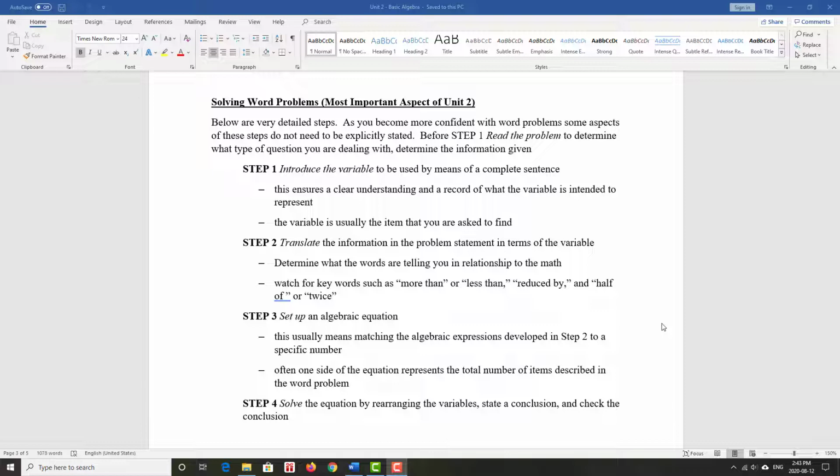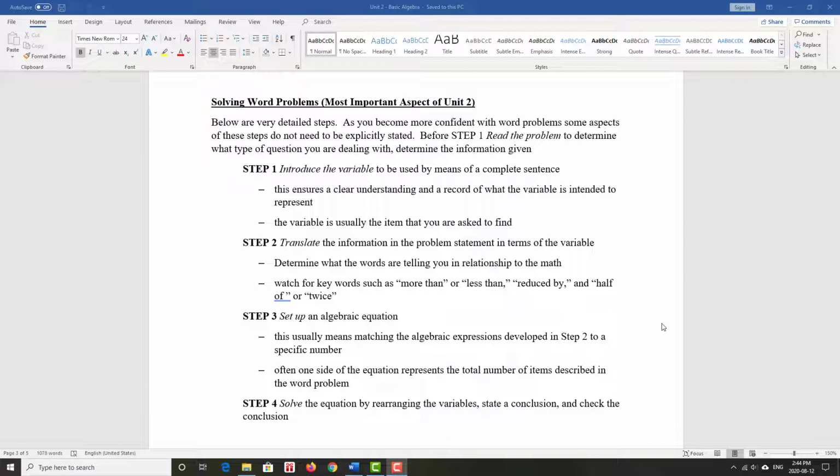Introduce the variable. We need to know what it is that we don't know that we want to figure out. So we need to know the variable. There is no way we can take a mathematical relationship expressed in words and translate that into a mathematical expression unless I know what my variable is. What is it that I want to know that I don't already know? That is the most important step.